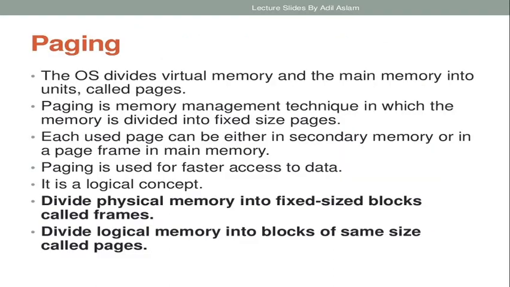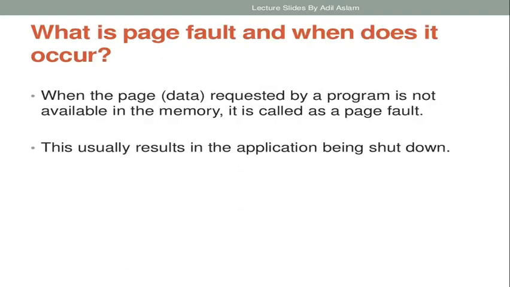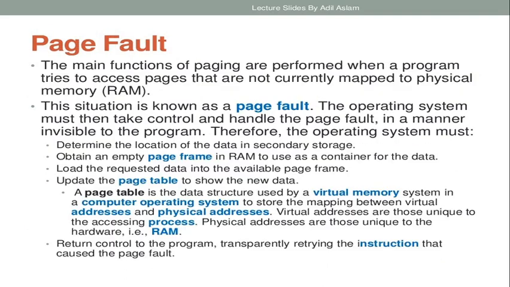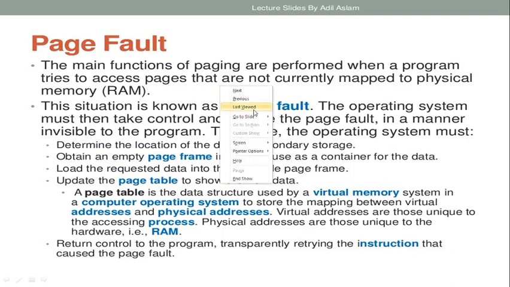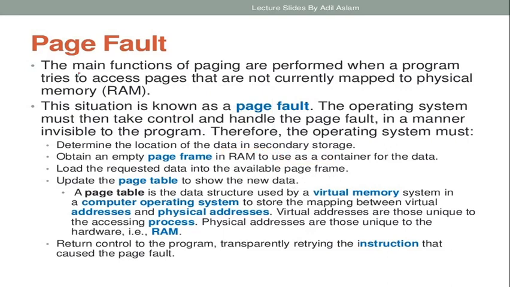So this is a reset page table entry for the new page. Okay, page fault is very important. Why can there be a page fault? The main functions of paging are performed when a program tries to access pages that are not currently mapped to physical memory, the RAM. This situation is known as a page fault. When that particular memory is not there in the physical memory, the RAM, it is called a page fault.